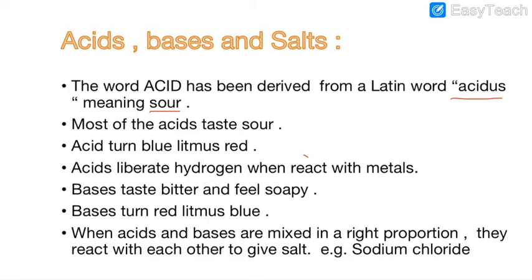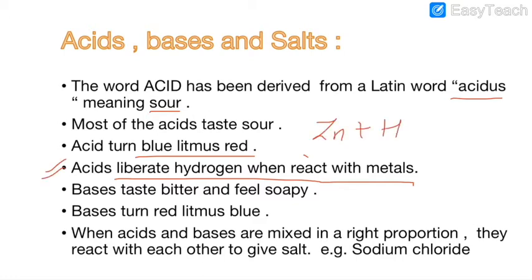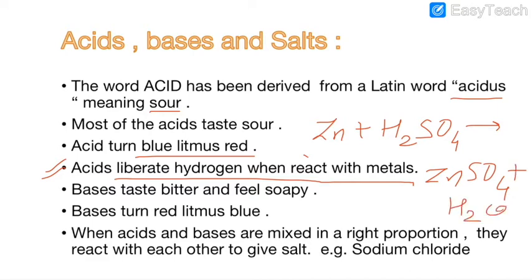As you know, acids are sour in taste, and they turn blue litmus into red. Acids liberate hydrogen when they react with metals. This reaction you have done in 10th class. For example, when zinc reacts with H2SO4, it gives ZnSO4 plus hydrogen, H2 gas is evolved here. Bases taste bitter and feel soapy. Bases turn red litmus blue. When acid and base are mixed in right proportion, they react with each other to give salt like sodium chloride.